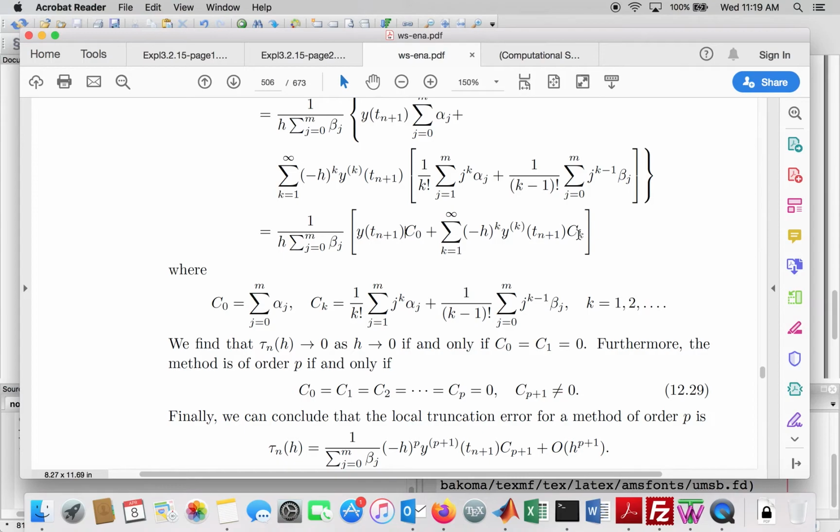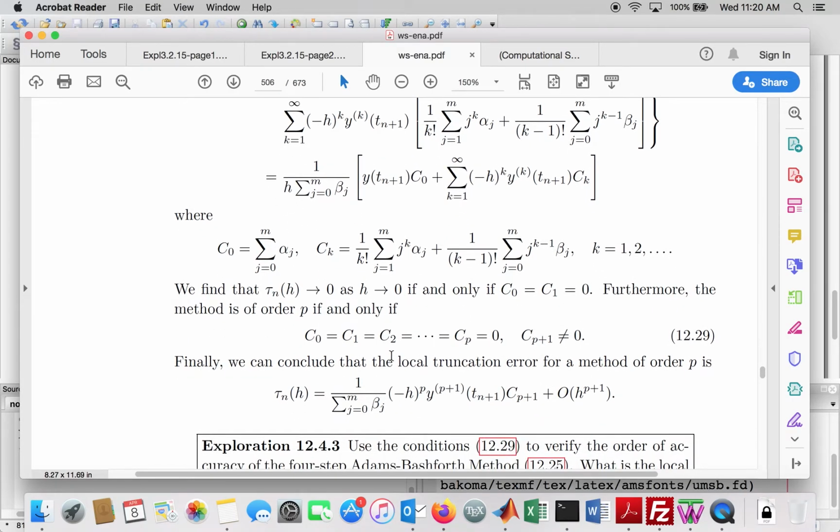Now, if additional c's, so C2, C3, etc., are also 0, then we get higher order accuracy. So, to get order of accuracy p, we need all the c's up to p to be 0. Whichever one is the first one that is non-zero determines the order of accuracy. So, for example, if C0 up to C5 is 0, C6 is non-zero, then it's fifth order accurate. Then whichever one of these terms is the first one to not cancel, that gives you the local truncation error. And that formula is here.